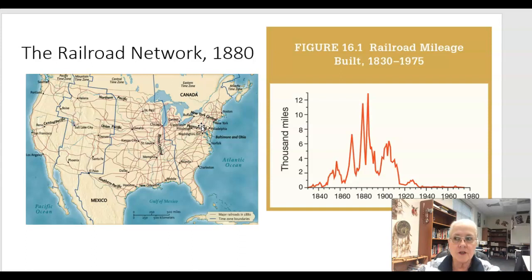Now, this is going to benefit the United States in a lot of different ways. Number one, it's going to give us a national market. So you can gather up natural resources on the West Coast. You can train them across to the factories on the East Coast. They can manufacture them into goods, and then you can train them back to your customer base that is all over the country. And so it's going to give us this national market.